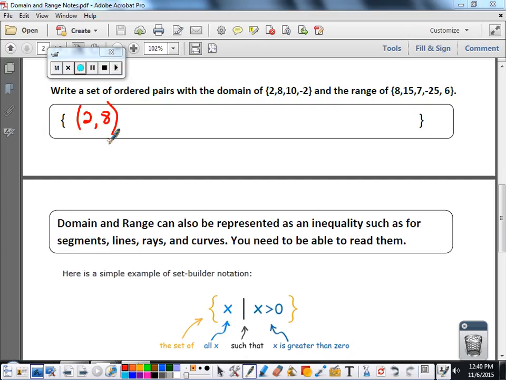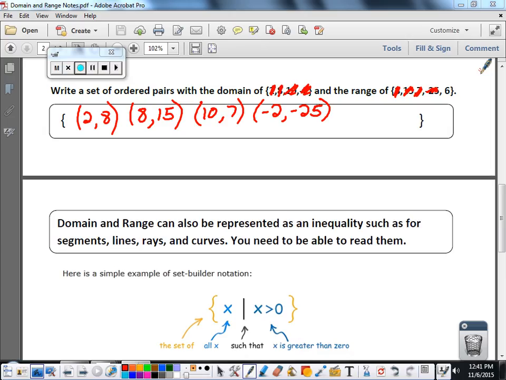As I'm writing these, I'm going to cross them off just to keep track of what I've used and what I haven't. What's the next ordered pair? 8, 15. You guys agree? What's the next ordered pair? 10, 7. Very good. What's the next ordered pair? -2, -25. Very good. Now, I have an extra range value that I have not used yet.